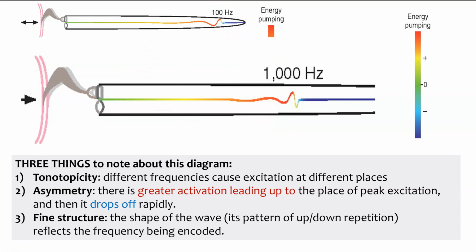And so just to zoom in on this here, the second part is the asymmetry. You'll notice that the color is different to the left of the peak compared to the right of the peak. Leading up to it, we have activation. We finally get that peak of excitation right here. And then right after that, there's nothing. And so this pattern, you'll notice, is asymmetrical.